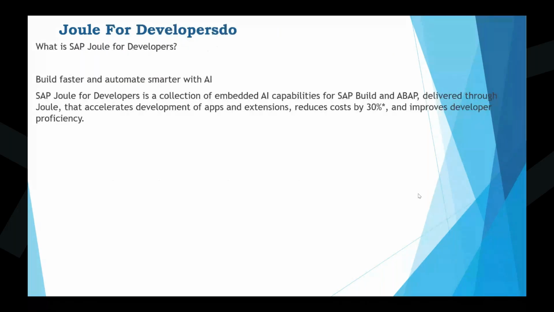Next, this is what we are going to do: Joule for developers. There is nothing to write in code, as Joule for developers will take care of everything. SAP Joule for developers is a collection of embedded AI capabilities for SAP Build and ABAP, delivered through Joule, that accelerates development of apps and extensions, reduces development cost by 20%, and also improves developer proficiency.